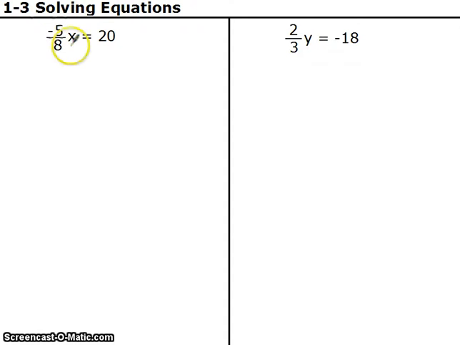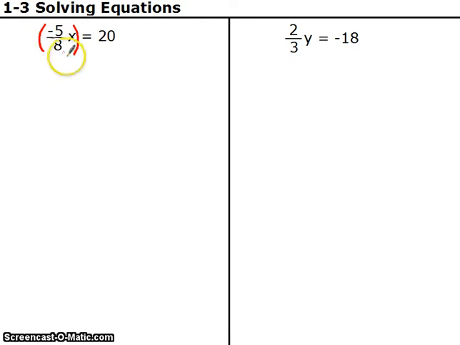All right, so this first equation, we can do it in two steps, but really this is meant to be a one-step equation. We've got this negative 5/8 being multiplied by x, and it's equal to 20. So our goal is to get x by itself, so we need to get rid of this negative 5/8. All right, so here's the two-step way.